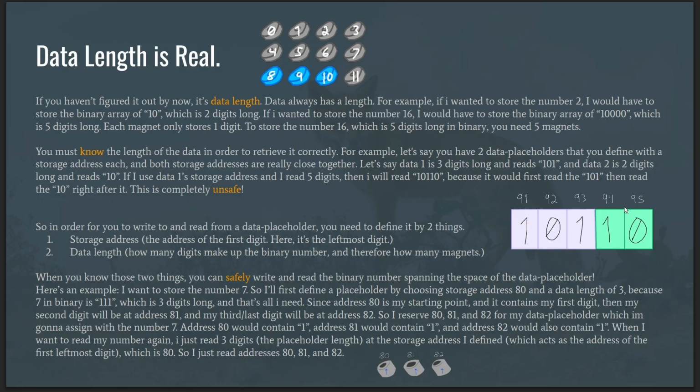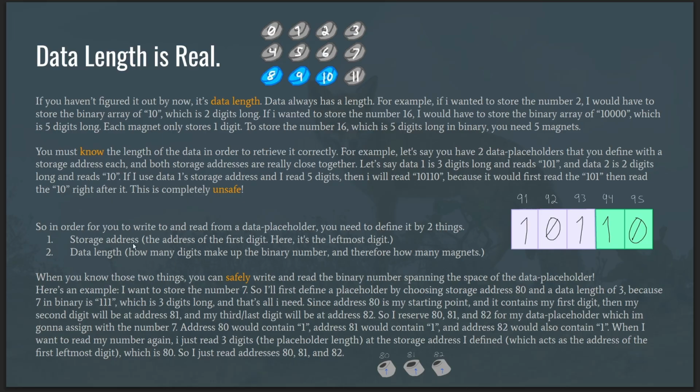So, in order for you to write to and read from a data placeholder, you need to define it by 2 things. A storage address, which is the address of the first digit, the leftmost digit, and a data length. How many digits make up the binary number? Therefore, how many magnets? So remember, each magnet represents one digit. So this is one magnet, this is one, this is one, this is one, and this is one. So 5 magnets in total here.